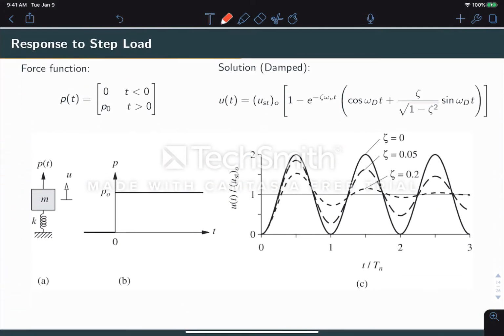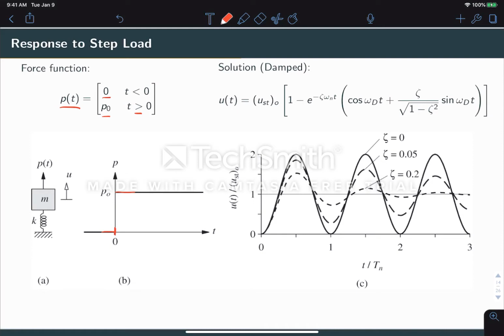Now let's start with responses to step loads. On the left-hand side, from the image, we can see that a step load is defined as a loading function that goes from 0 instantaneously to some value p naught. And it does that at time equal to 0. This is pretty easy to define analytically, which we see above. So p of t is equal to 0 for any time less than 0, and it's equal to p naught for any time greater than or equal to 0.